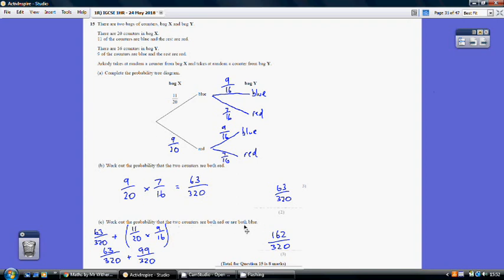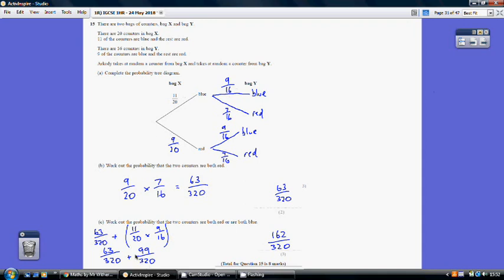Now for part C, work out the probability that the two counters are both red or are both blue. So both red we've just worked out to be 63 over 320. So what's the probability of them being both blue? So blue and then blue again. So 11 over 20 multiplied by 9 over 16, which is 99 over 320.